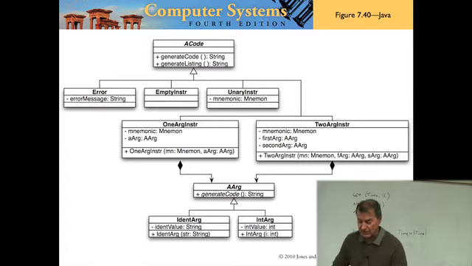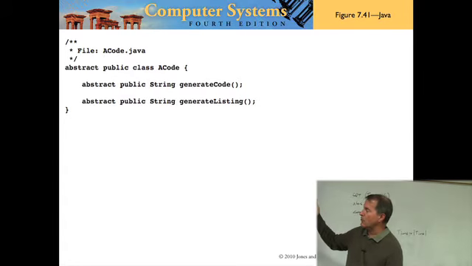Now the rest of the stuff that's coming up, I think we can go through pretty quickly because it is just the Java for that UML diagram that we just saw. So are you with me on this? So abstract public class A code. So we have generate code and generate listing.